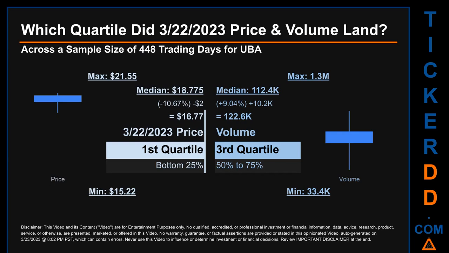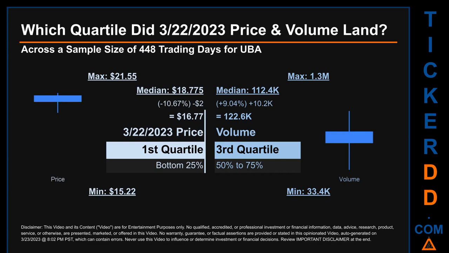The day's volume landed within the third quartile, that is within the 50% to 75% range of all sampled daily volume, which saw a max daily volume of 1.3 million and a minimum of 33.4 thousand. Quartiles tell us about the spread of a data set by breaking that data set into quarters, just like how the median breaks the set into half.